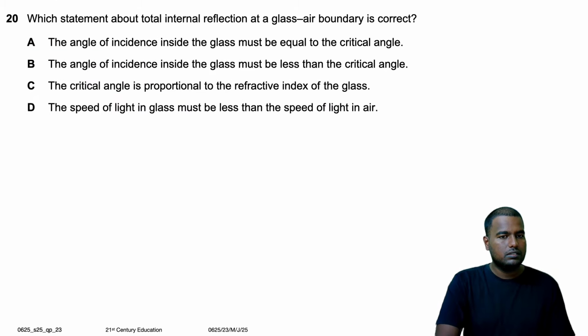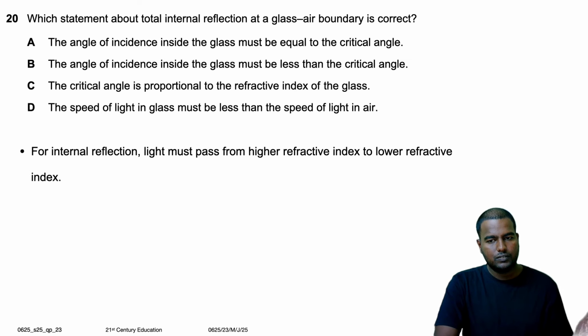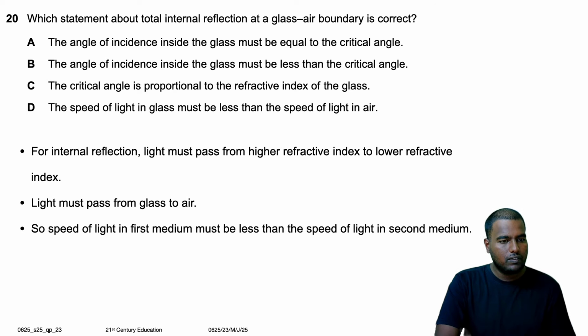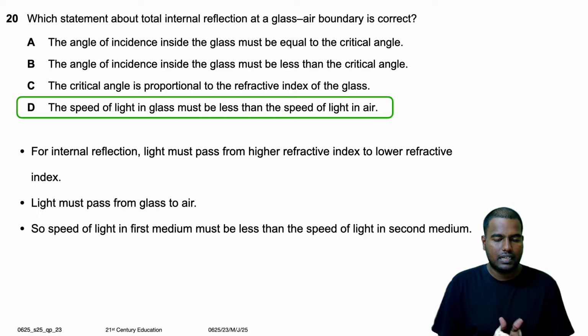Which statement about total internal reflection at a glass air boundary is correct? For total internal reflection, the light must pass from higher refractive index to lower refractive index, so it should pass from glass to air. Okay. So the speed of light is less in glass, and the speed of light is more in air. So the speed of light in glass must be less than the speed of light in air. Only then does it mean the glass has a higher refractive index than the air.